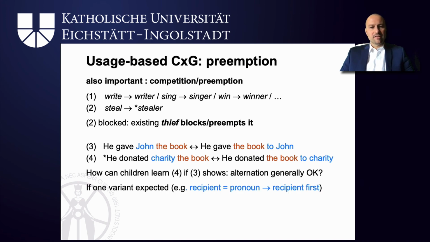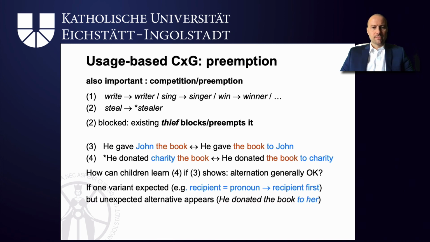Because if one variant is expected, say for example if the recipient is a pronoun, he gave him the book, he gave the book to him. Out of the two, he gave him the book is the preferred option because him is a pronoun, it's short, the recipient comes first. But with donate, we don't have this option. So if a child hears the structure he donated the book to her much more often than expected, it can register that the pronoun, the recipient, is put in the caused motion construction and not he donated her the book, which should be expected by the processing constraint.